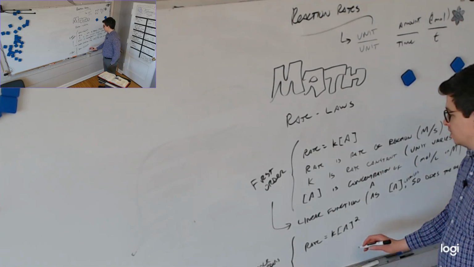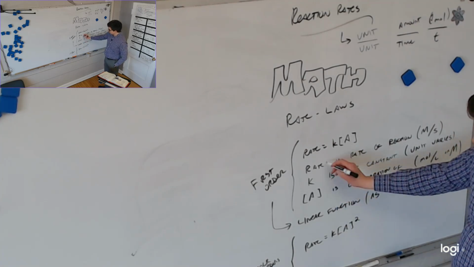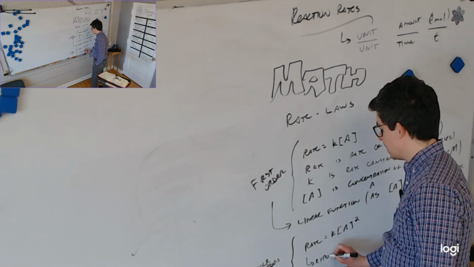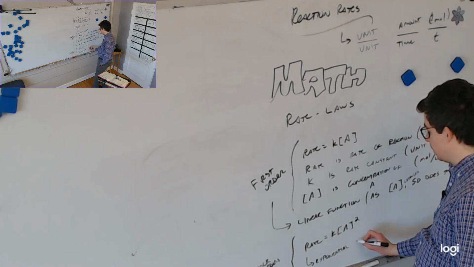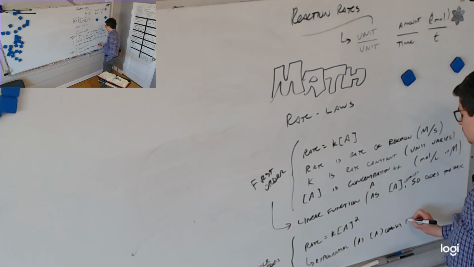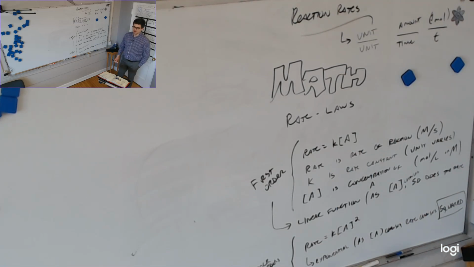So in this case, these things are still true, what they stand for. But now, instead of a linear function, it's an exponential function. And they're not always squared, but as the concentration of A changes, the rate changes squared. So if I half the concentration of A, now the rate goes 1/4 as fast. If I double A, the rate is 4 times as fast.